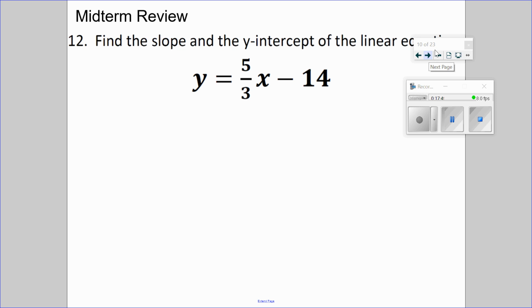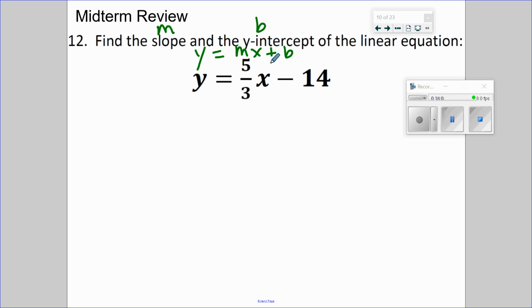Okay, it says find the slope and the y-intercept of the linear equation. Well, the slope is m, and the y-intercept is your b. So I like to do this, right? Y equals mx plus b, the equation of a line in slope-intercept form. Now I can identify my slope. It's 5/3. It lines up with the m. And the b is -14.